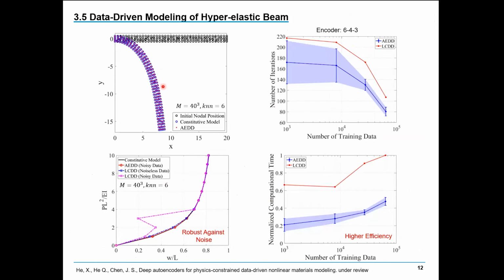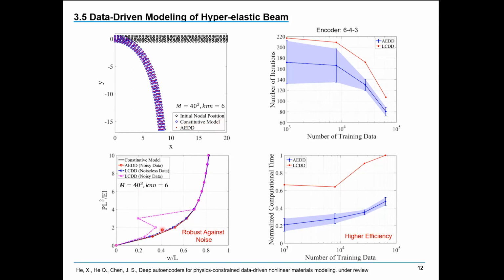The solutions here show the deformed configuration of our data-driven predictions, denoted by the red dots. The blue circles are the constitutive model-based solutions, and we can see that our data-driven solution agrees well with the constitutive model-based solutions.